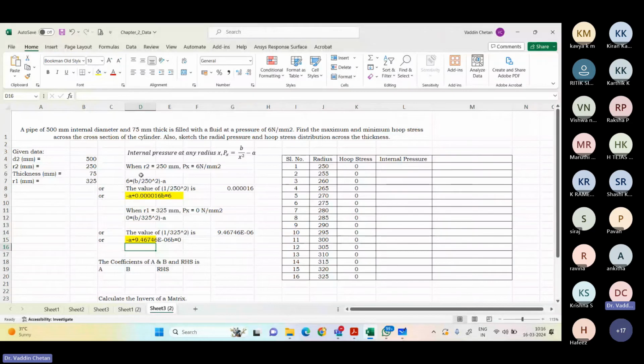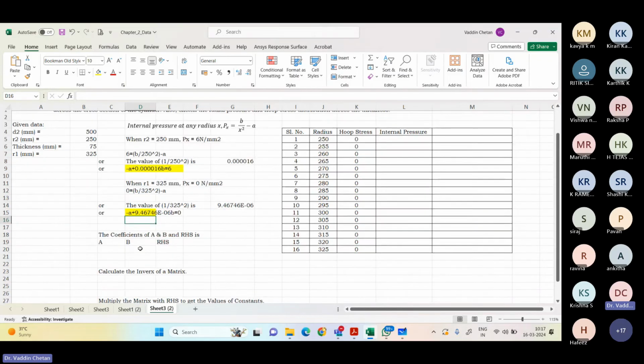Now I got two equations. The first equation is minus A plus 0.4016B equal to 6. And the second equation is minus A plus 9.46746 e power minus 6 B is equal to 0. So now, these two equations can be solved by using the matrix inversion method. That is one of the easiest methods for me to go ahead with, and here also I will go with the matrix inversion method.